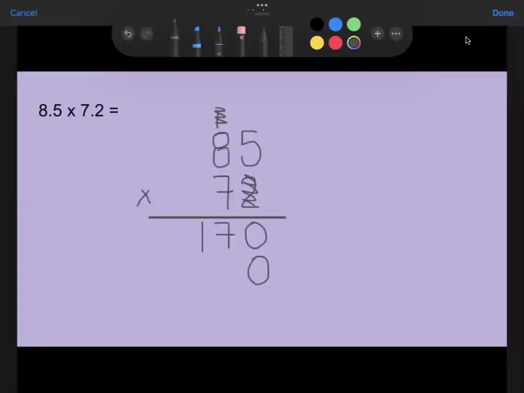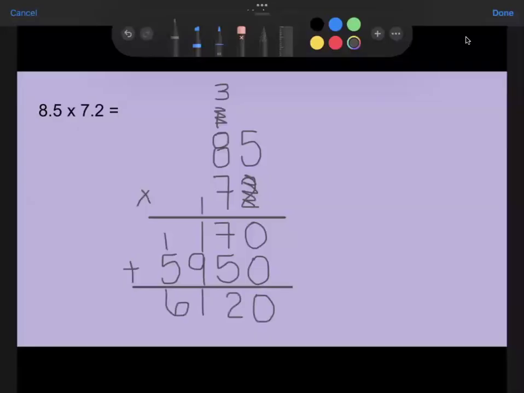5 times 7 is 35. So I'll put a 5 here and regroup the 3. 8 times 7 is 56, plus 3 would be 59. So I'd put a 9 here and a 5 here. And then I'm going to add them all up. So 0, and then that would be 12. And this would be 11, and this would be 6. So after multiplying, my answer is 6,120.